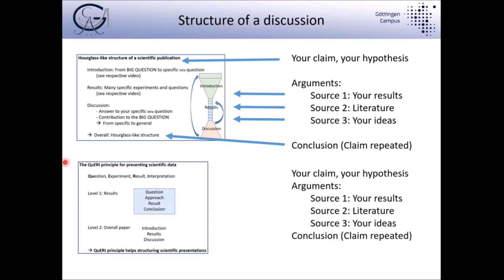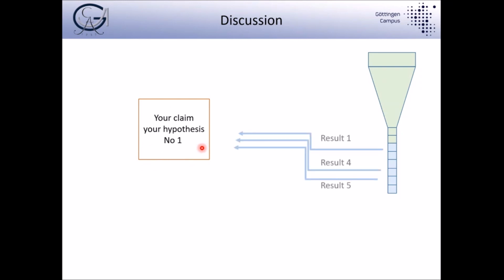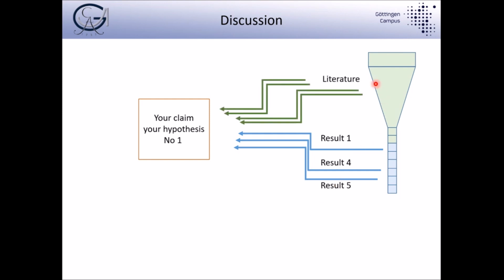And then the second thing again has the same structure. First the claim, then the arguments, then the conclusion. This is really important. This is why I would like to visualize this once more. So first you have a claim, you pose a hypothesis, and then you take arguments from your work. Could for instance be results from experiment number 1, from number 4 and number 5. Then you provide literature. Some of them would already have been cited in the introduction, others you only cite in the discussion here. And of course you have your ideas.